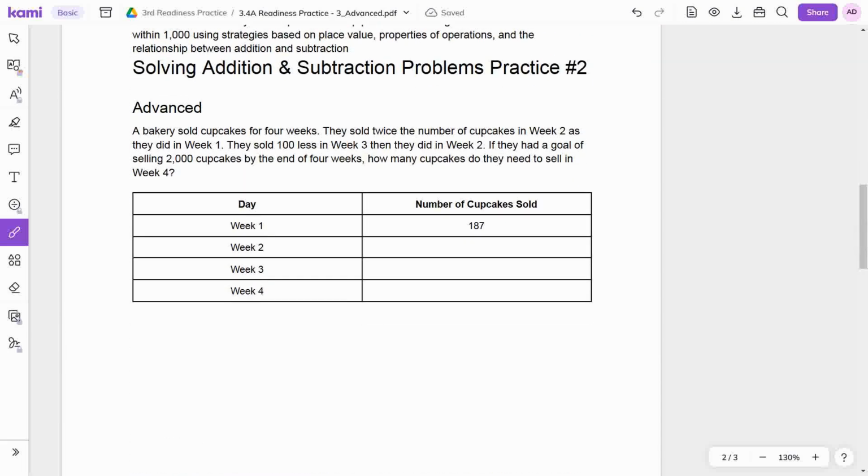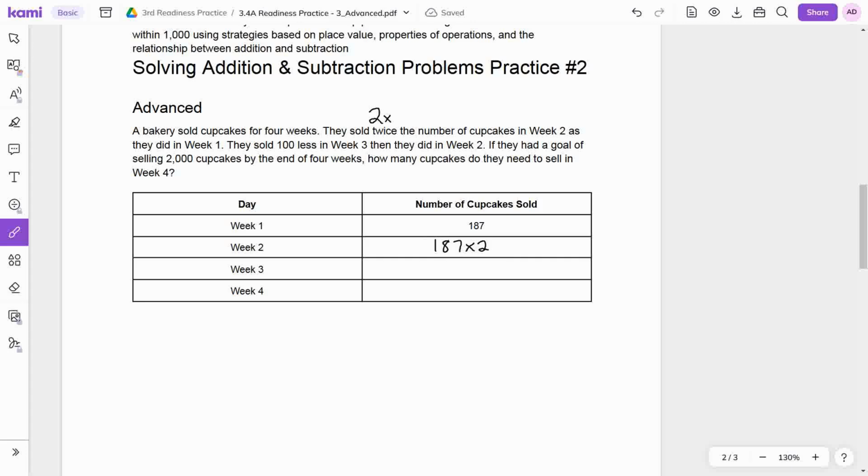So we have a bakery here, selling cupcakes for 4 weeks. It looks like week one, we've got 187. They sold twice the number of cupcakes in week two as they did in week one. What does twice mean? Well, twice means 2 times. So that means this is going to be 187 times 2.